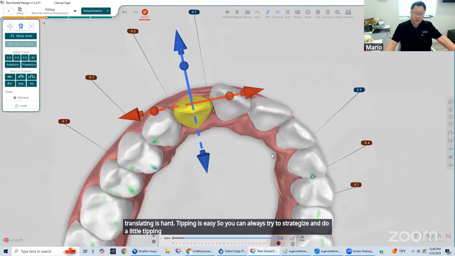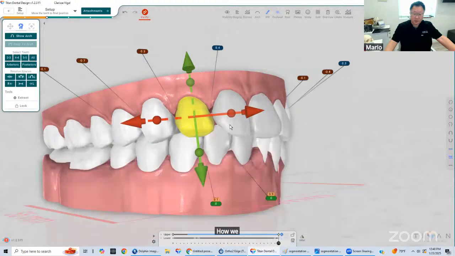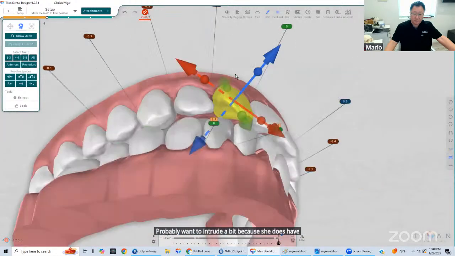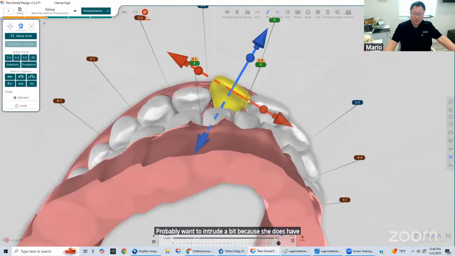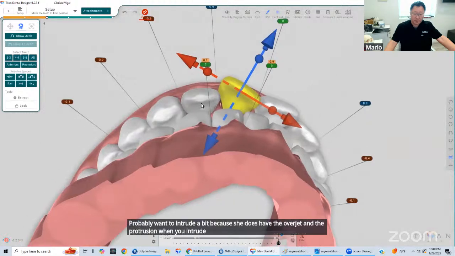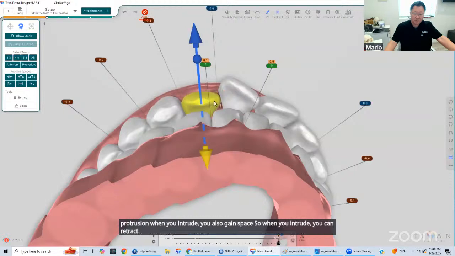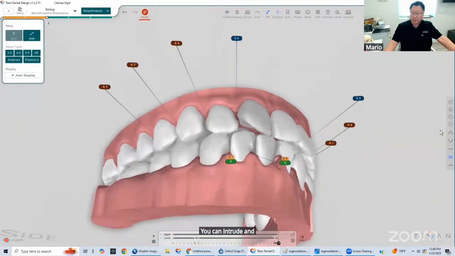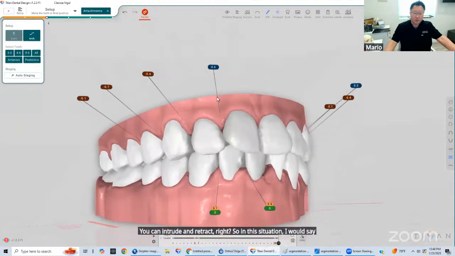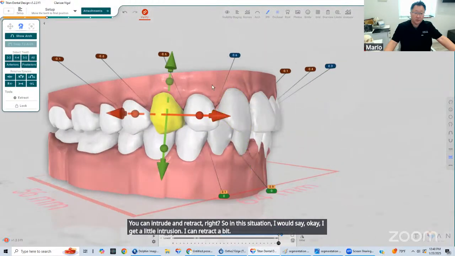So we did a little tipping. Probably want to intrude a bit because she does have the overjet and the protrusion. When you intrude, you also gain space. So when you intrude, you can retract, right? You can intrude and retract, right? So in this situation, I would say, okay, I get a little intrusion. I can retract a bit. You know, we don't want 7, we want 6 there.